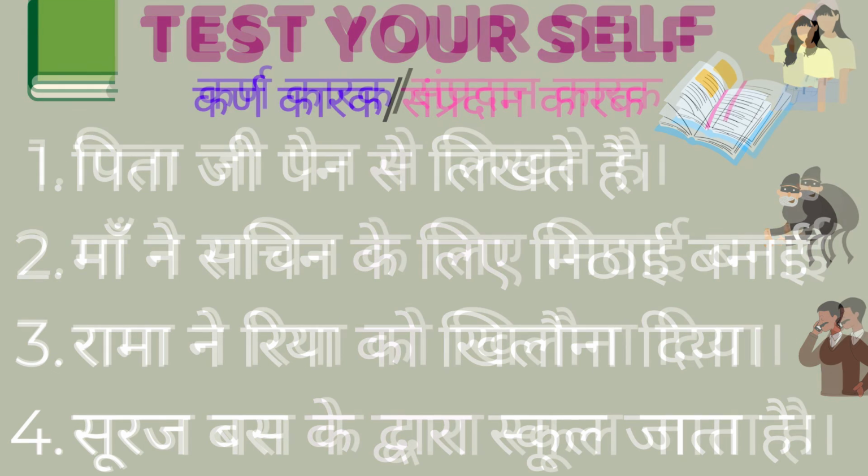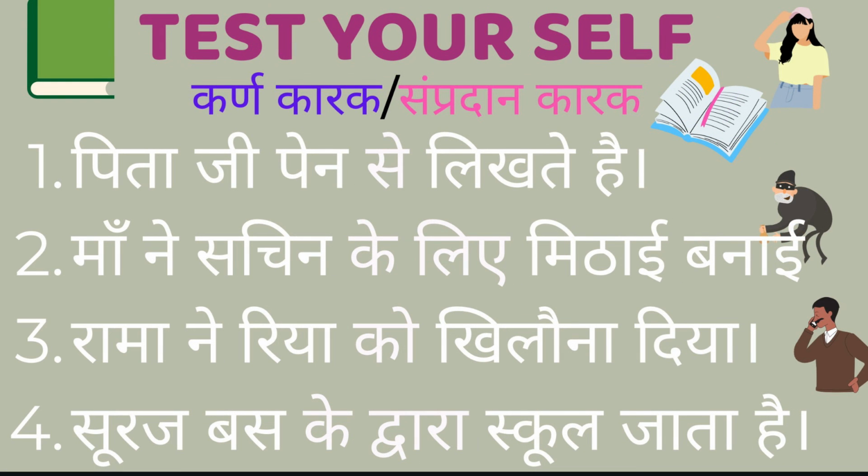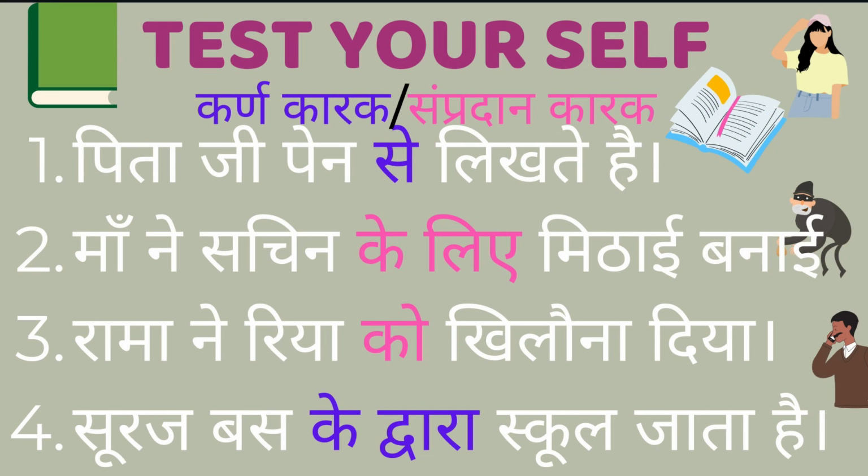Test yourself. Identify which one is Karan-karak and sampradan-karak among these sentences. पिताजी पेन से लिखते हैं. Father writes with pen. Second one, माँ ने सचिन के लिए मिठाई बनाई. Mother made sweet for Sachin. रिया को खिलौना दिया. Someone gave toy to Riya. सूरज बस के द्वारा स्कूल जाता है. Suraj goes to school by bus. Now check your answer.